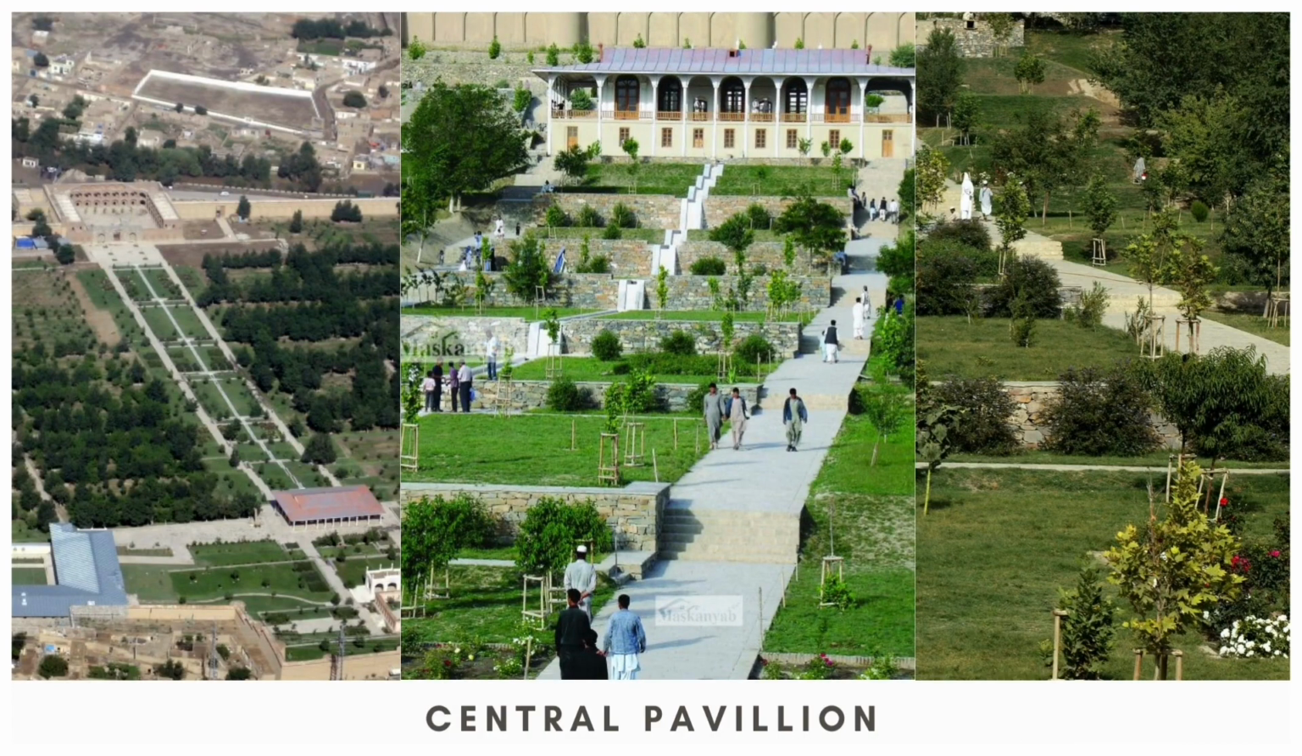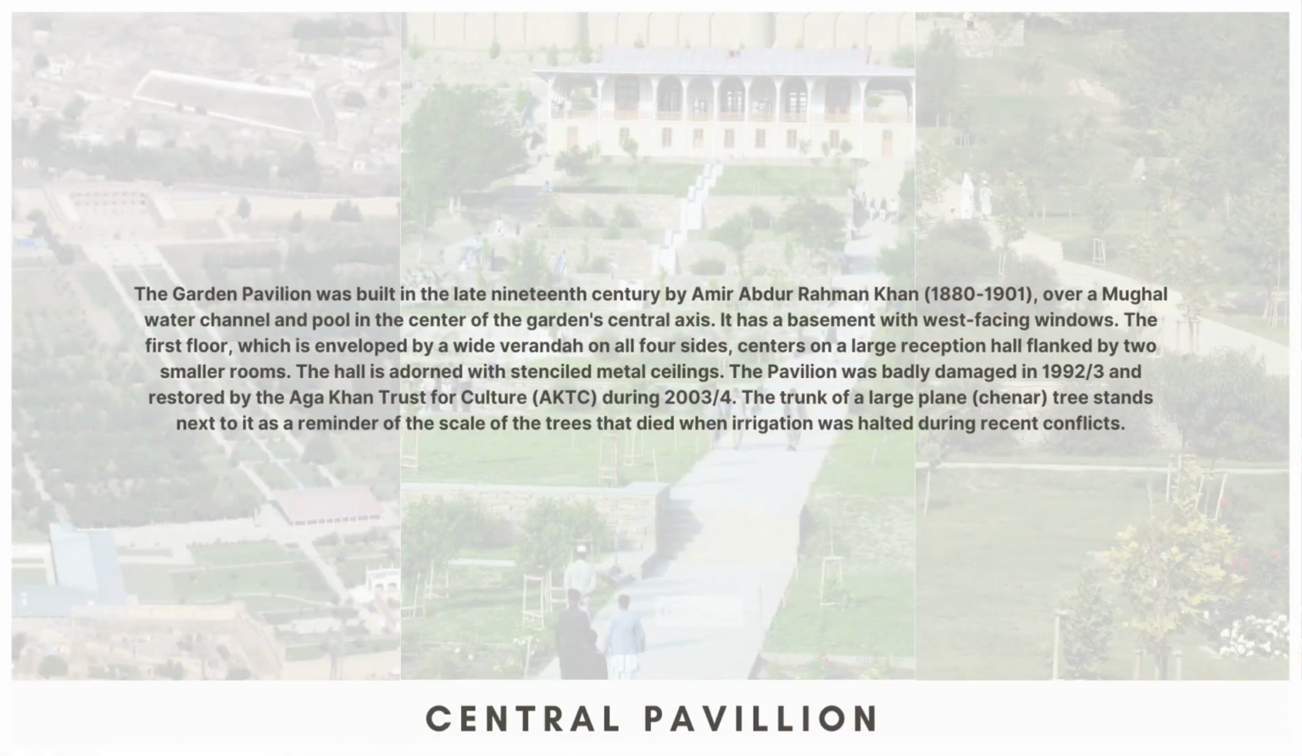Okay, next, Central Pavilion. The garden pavilion was built in the late 19th century by Amir Abdurrahman Khan over a Mughal water channel and pool in the center of the garden's central axis. It has a basement with west-facing windows. The first floor, which is enveloped by a wide veranda on all 4 sides, centers on a large reception hall flanked by 2 smaller rooms.